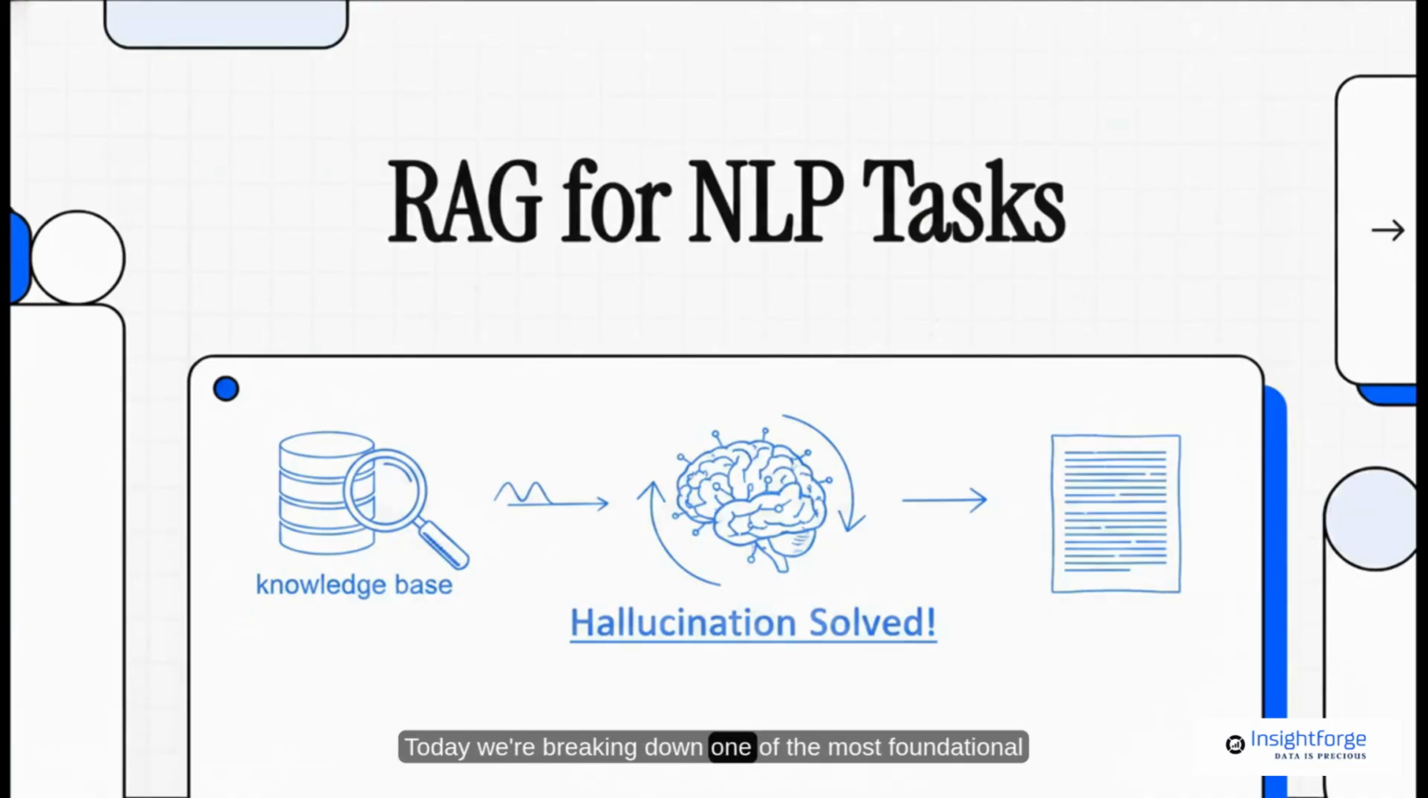Today, we're breaking down one of the most foundational papers in modern artificial intelligence. It's called Retrieval-Augmented Generation for Knowledge-Intensive NLP Tasks, published in 2020 by researchers at Facebook AI, University College London, and NYU. This is the exact paper that revolutionized AI memory, bridged the gap between search engines and language generators, and fundamentally solved that massive hallucination problem.